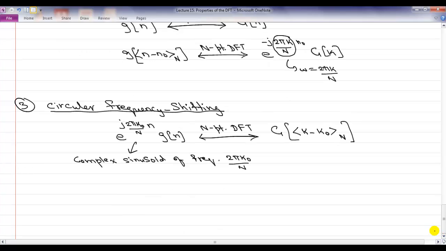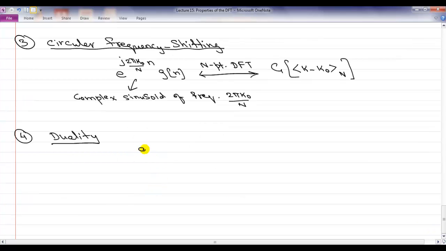And then there is the duality property, which is something that you have seen in all transforms, but again, the difference will be that we have to be careful about this circular shifting aspect. Okay?